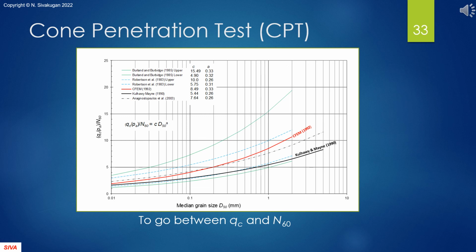In granular soils, we don't always have the luxury of having both SPT and CPT. If we have N, it is desirable to be able to estimate the corresponding qc, and the other way around. We use this graph to go between the two, N and qc. Belland Burbidge, and Robertson et al. suggest a range, with lower and upper bounds. Kulhawy and Mayne, and the Canadian Foundation Engineering Manual also give their suggestions, which are quite popular. The ratio qc over N60 increases with the median grain size.